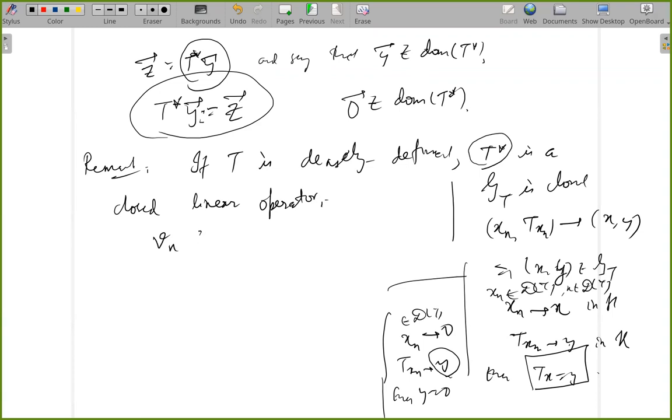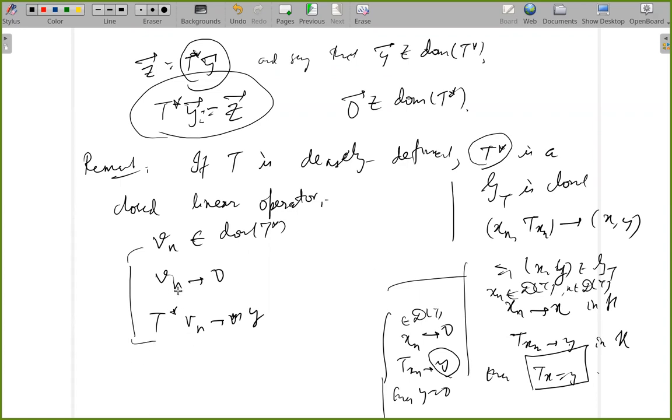So let's assume Vn belongs to the domain of T star, Vn goes to 0, and T star Vn goes to y. So these are all the assumptions that we have. What we want to show is that this y must be equal to 0. Then that will prove to us that T star is a closed linear operator.